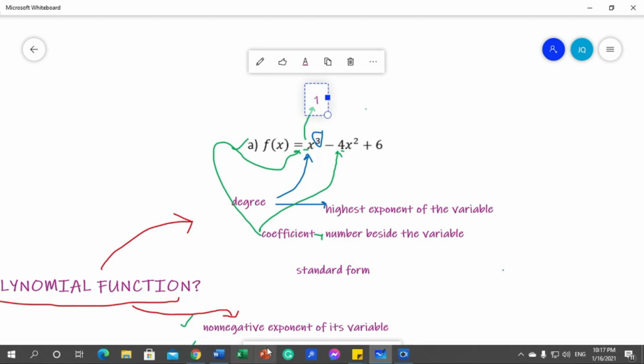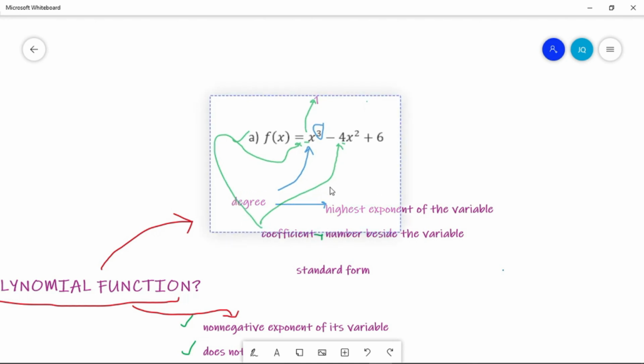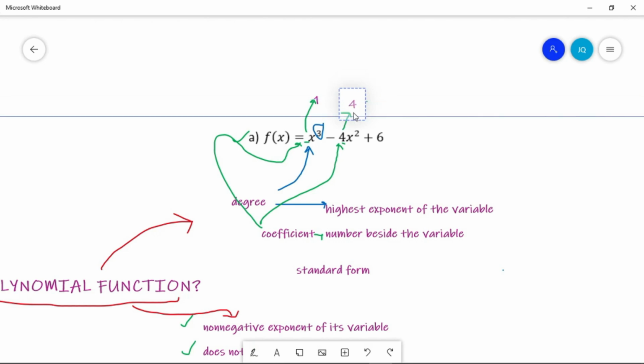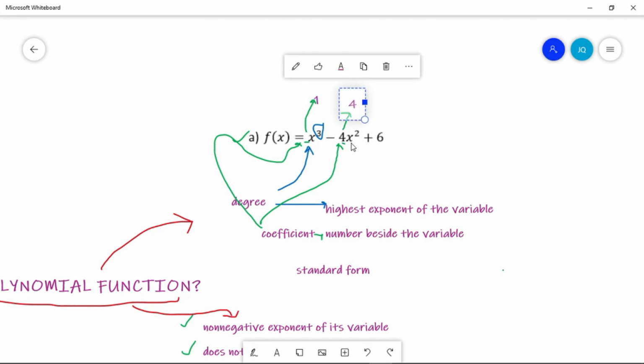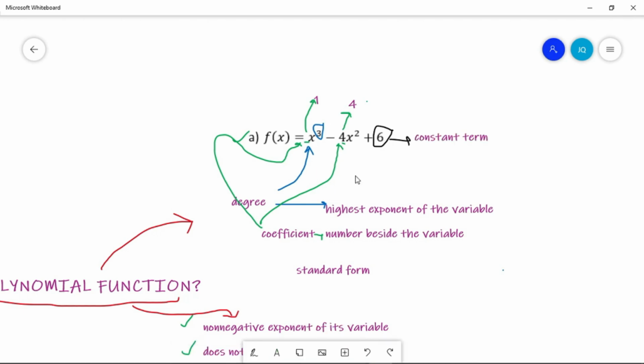Okay, and in here, for the second term, the coefficient is equal to, what do you think? It is 4. Okay, why 4? Because it is the number beside x. And how do we call the number without a variable? It is actually called constant term. Okay, so again, degree is the highest exponent, coefficient is the number beside the variable, and then the constant term is the number without a variable. And if ever you see a variable without a number beside it, it means the coefficient is equals to 1.